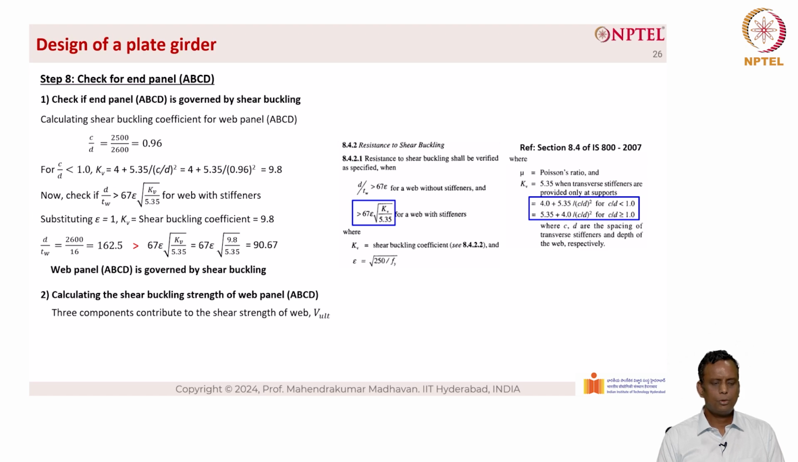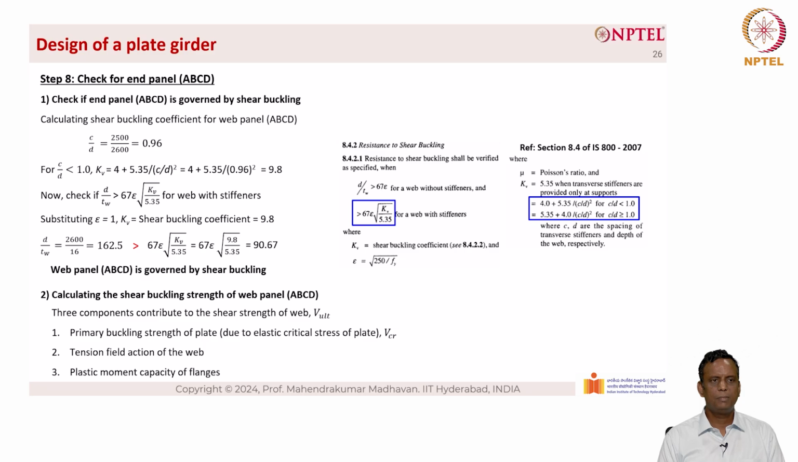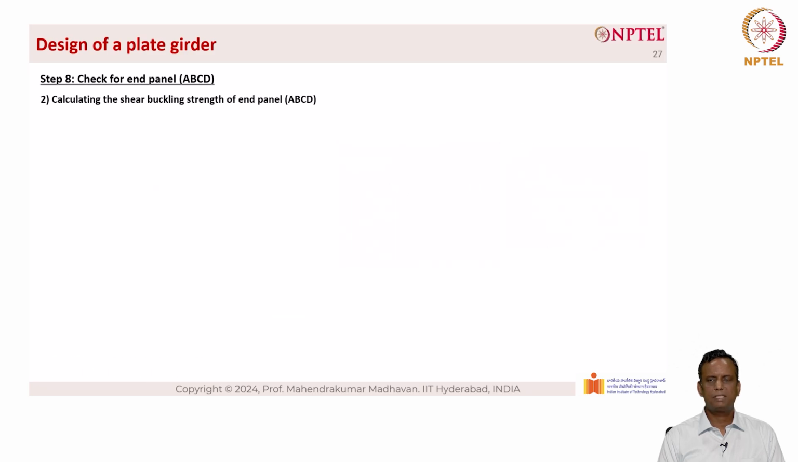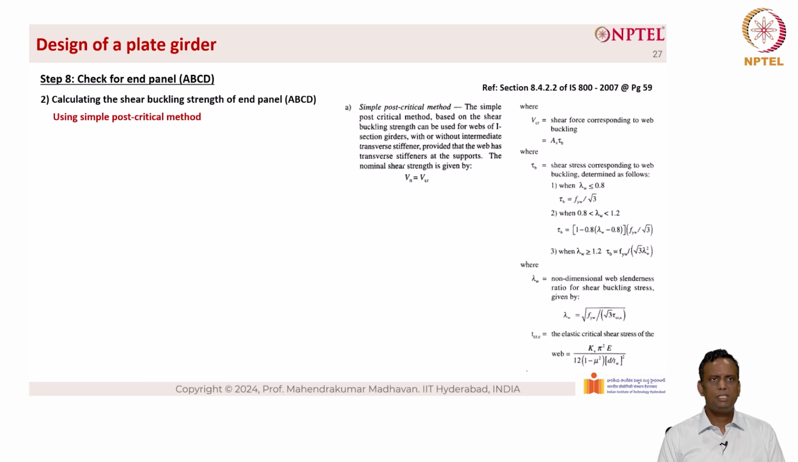Three components contribute to the shear strength of web, V ultimate. The first one is the primary buckling strength of the plate due to elastic critical stress of the plate, Vcr. The second one is due to tension field action of the web. The third one is the plastic moment capacity of the flanges. The first one is basically the simple post-critical method for end panel ABCD. Capacity of ABCD using the simple post-critical method.